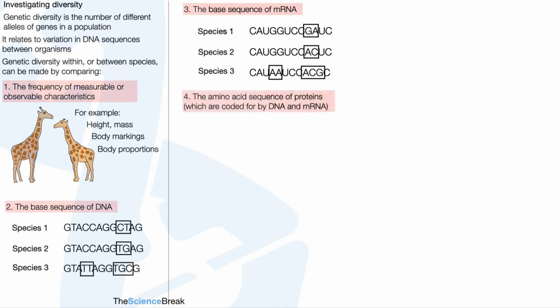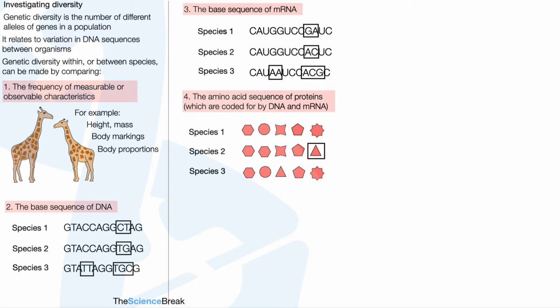We can use the amino acid sequence of proteins, and these are coded for by DNA and mRNA, so it makes sense that the amino acid sequence would be related to the species as well. So we've got species 1 with that order of amino acids. This is species 2. This is species 3. And again, we can see there's a difference between those amino acids between 1 and 2 and those amino acids in species 3. So there's only a difference of 2 amino acids between 1 and 2, but there are 3 amino acids that are different between 2 and 3 and 1 and 3.